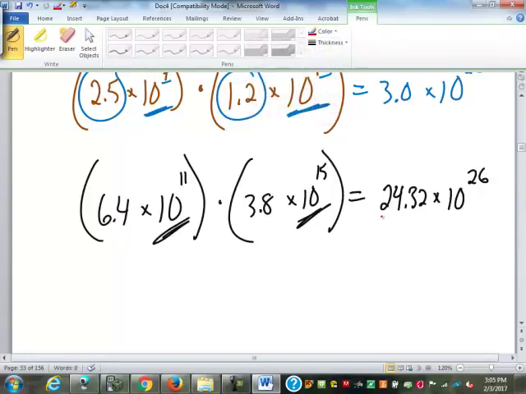Now, just like before, we've got to change this. This is going to become what? 2.432. Now, that number got smaller, so the power gets larger. So 10 to the 27th.